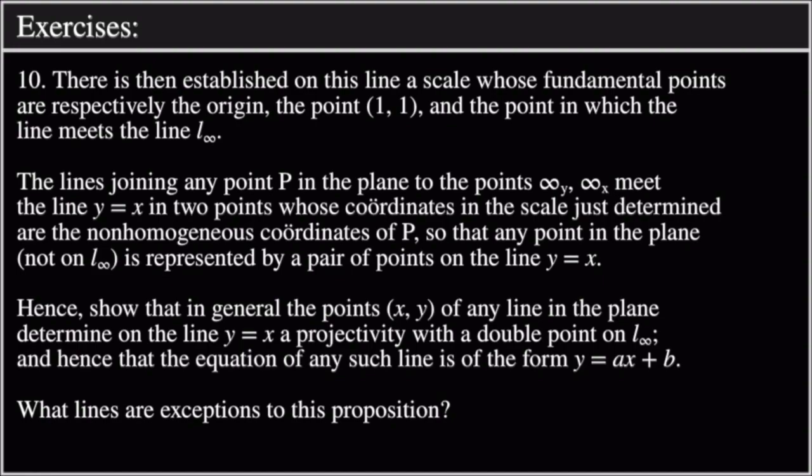line y = x. Hence, show that, in general, the points (x, y) of any line in the plane determine on the line y = x a projectivity with a double point on L infinity, and hence that the equation of any such line is of the form y = ax + b. What lines are exceptions to this proposition?